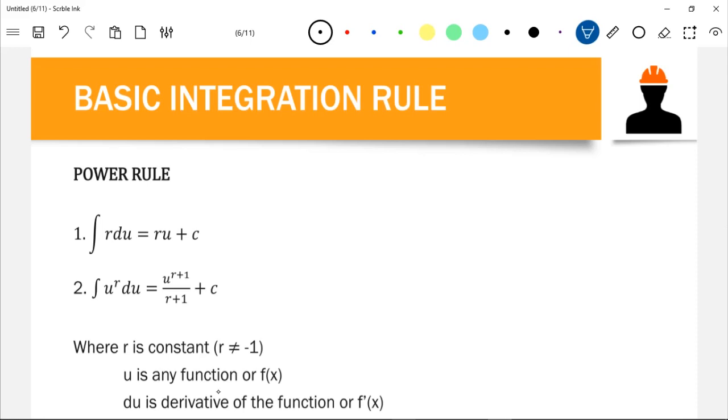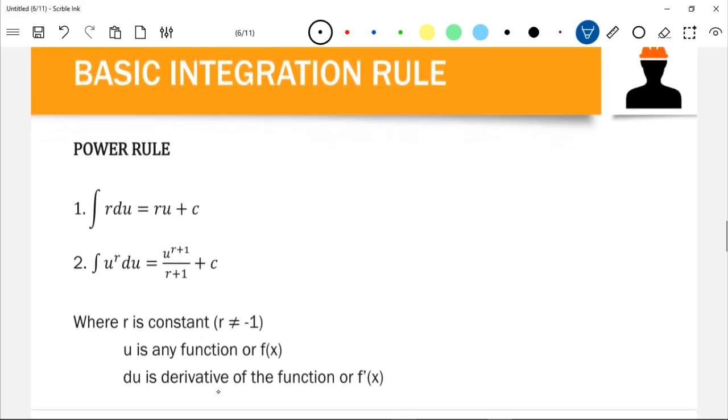Now let's tap on the rules in integration. So we have here the most basic rule of integration, that is the integral of r du, in which r here is a constant. If you integrate a constant with respect to any variable, or du, that is ru plus c. Okay, remember this equation in which r here is a constant.